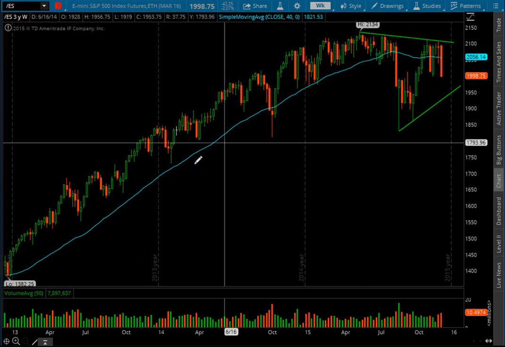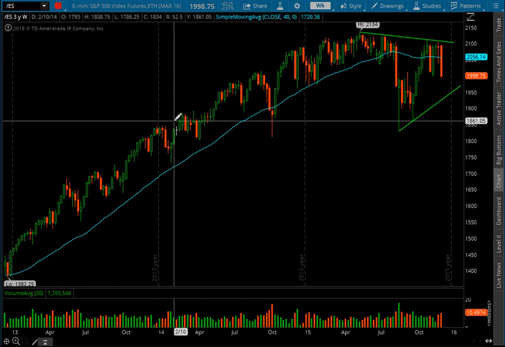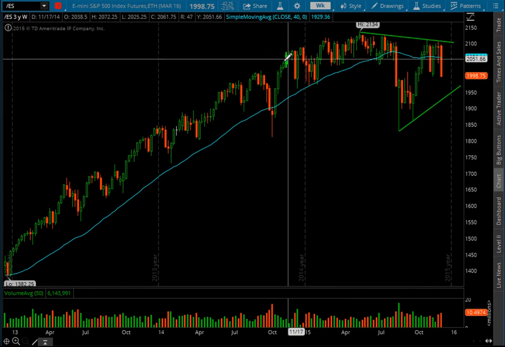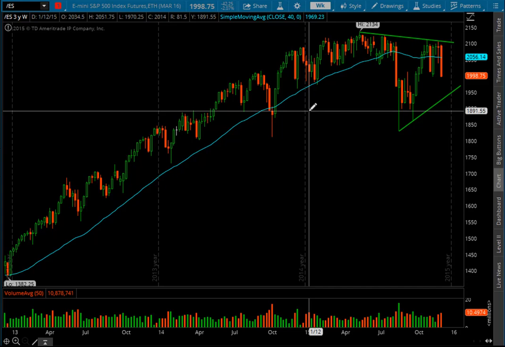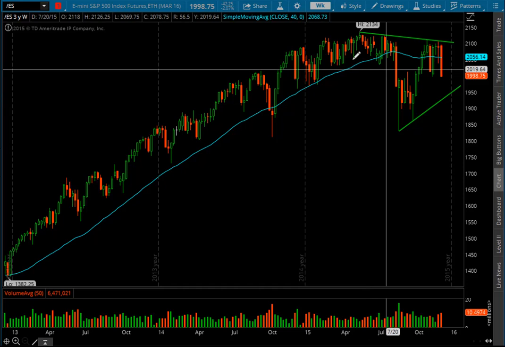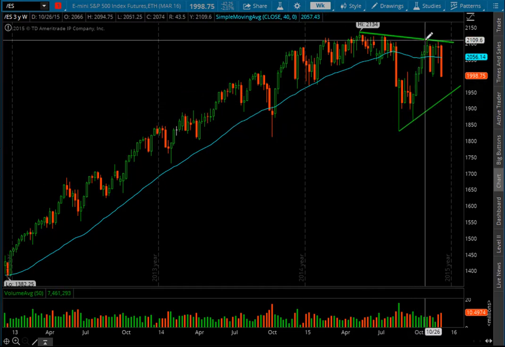Have you seen this 40 SMA on the weekly chart? I'll let you figure out what that is here for, and I'll let you tell me about it, okay? That's a question to you guys. So on a weekly chart, where is the nearest support? Let's look at the nearest support. The weekly support is right around this area. That's where the prices actually took a big move to the upside.